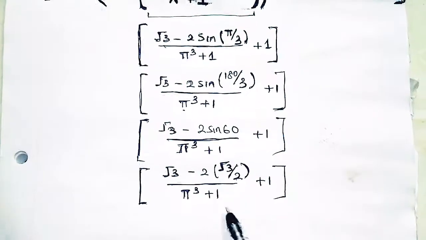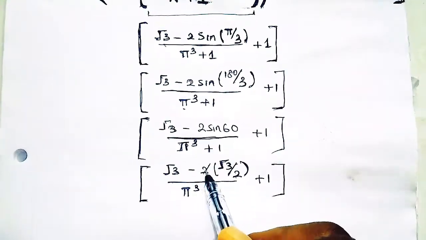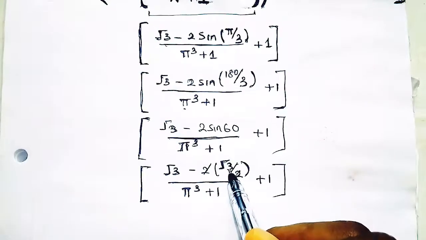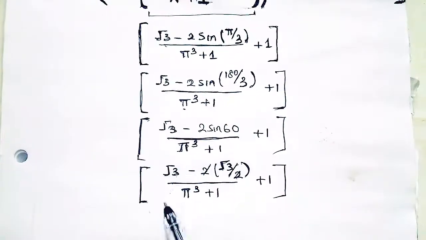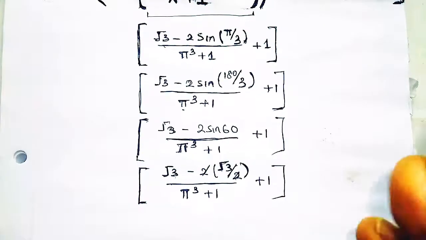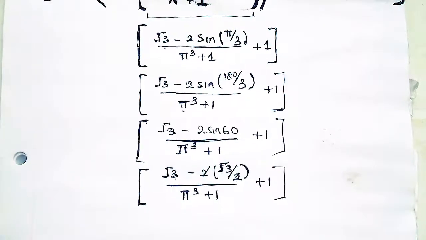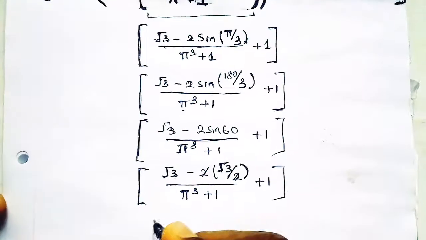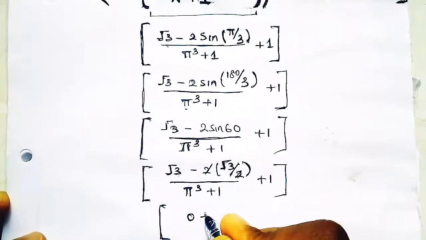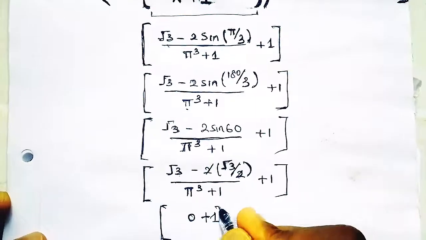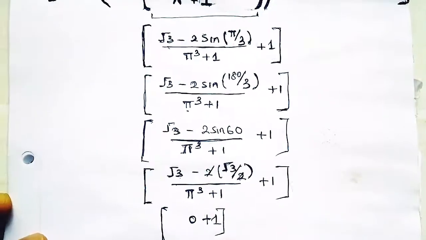So now, definitely we cancel out these 2, right? So we are left with only root 3. So root 3 minus root 3 gives me what? 0. And 0 divided by anything is eventually 0. So like I said, the answer we're going to get will actually shock you. So we'll be having 0 plus 1, which is eventually 1, right?